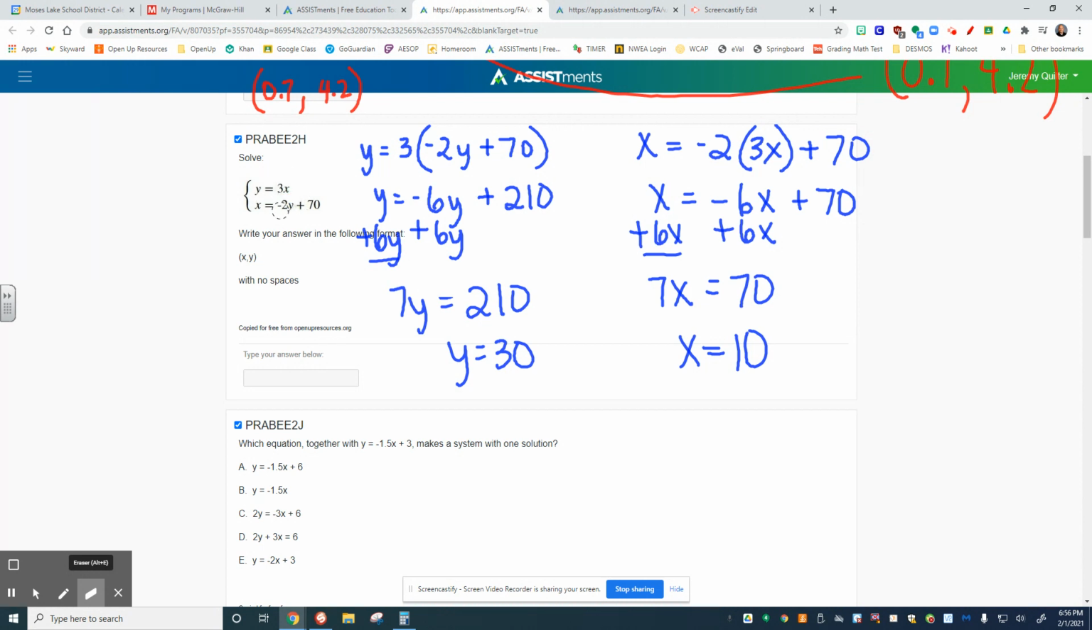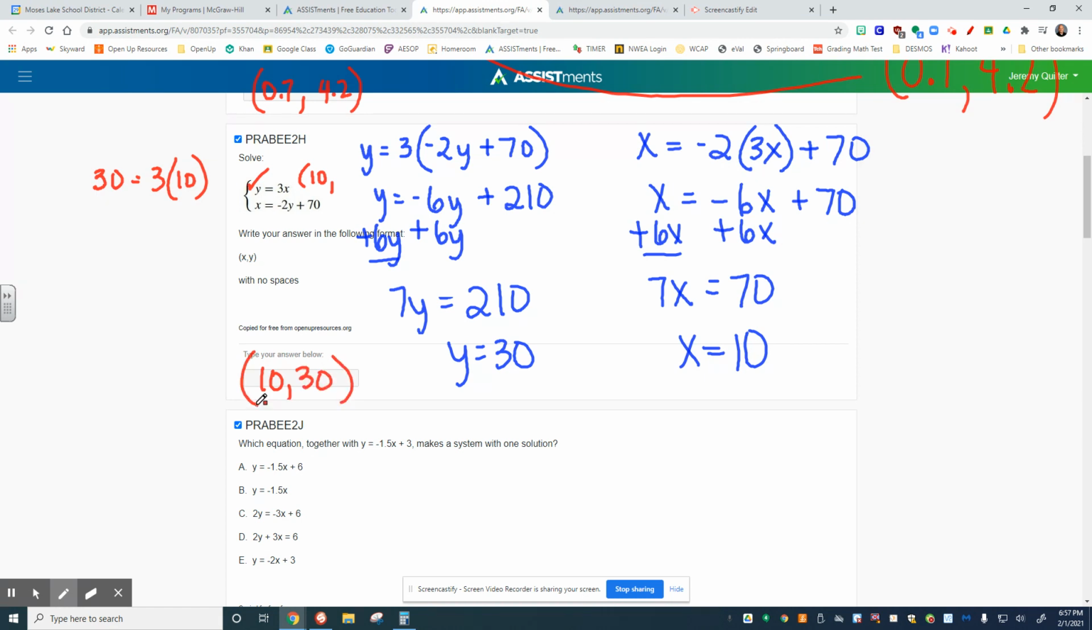So what I'm going to do is come back here and substitute both of these equations and see if for sure when y is equal to 30, does that equal 3 times 10? Well, I know it does in the first one because 3 times 10 is 30. So this one, check. That's the right ordered pair. I think my ordered pair is 10 and 30. I hope that's what it is.